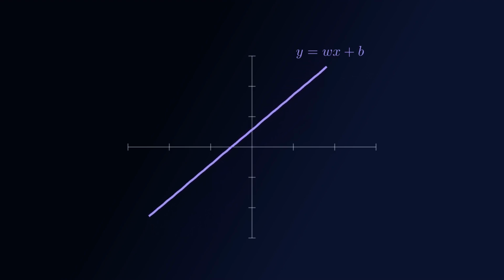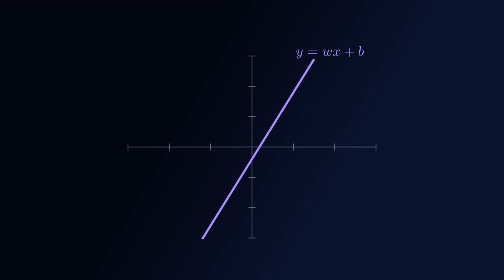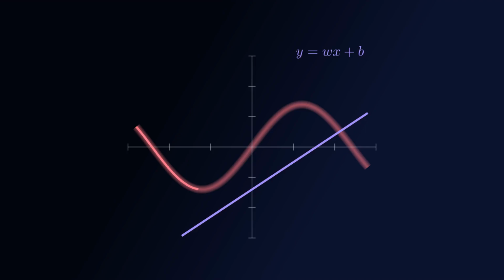Here is the whole tension of the field in one picture. A straight line can only do so much. It can steepen, it can flatten, it can slide up or down, but it can never curve, and the world we want to model is full of curves.